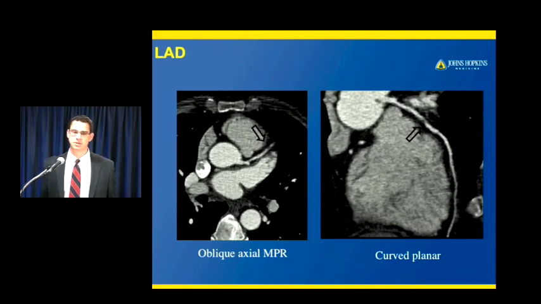Just a nice image, though, showing you on the MPR and the curved planar views the course of the LAD in this groove between the right and the left ventricles, and how it kind of wraps over the anterior wall and toward the apex of the heart, and this patient has this nice stenosis here.